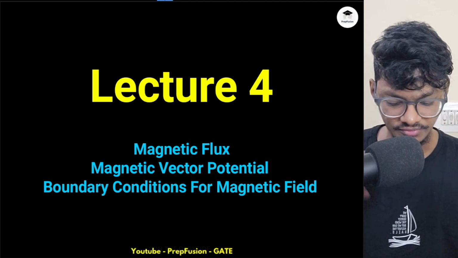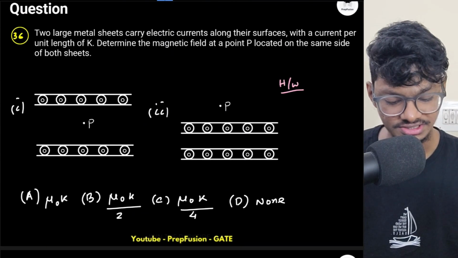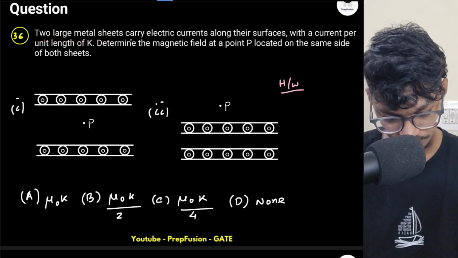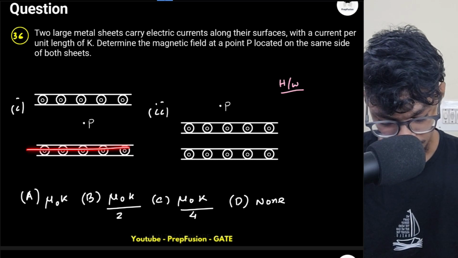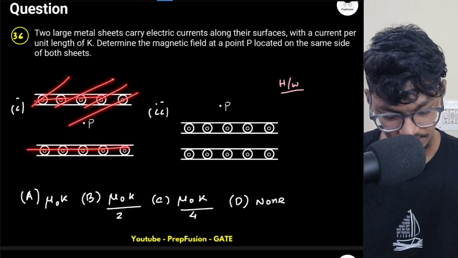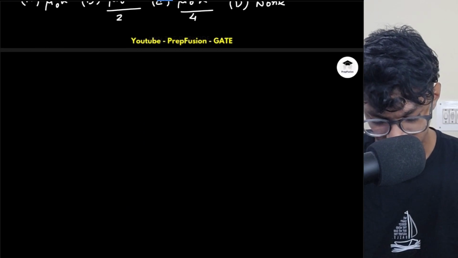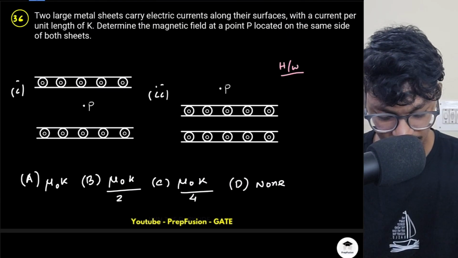Before starting that, obviously I gave you a homework. This question was homework, for an infinite sheet. So we'll solve this question. Here we had two large metal sheets which carry electric current along their surfaces with a current per unit length of K. So basically the surface current density has been given to us, and the direction is also mentioned.